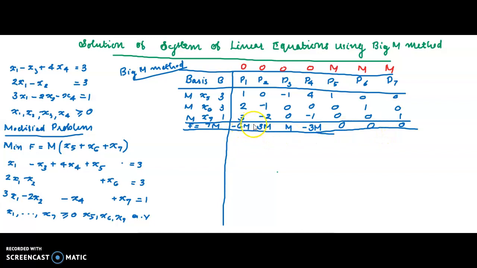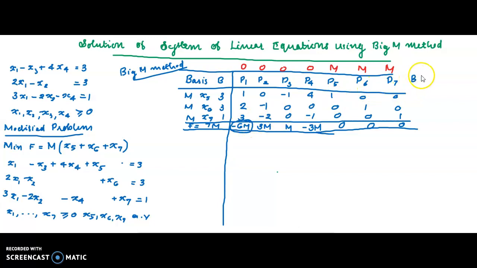No need of calculation. Then least. M is a very large positive quantity. Then comparing the coefficients, minus 6m and minus 3m are negative. Comparing the coefficients, you can see that minus 6m is the least. Then B by P1 values.